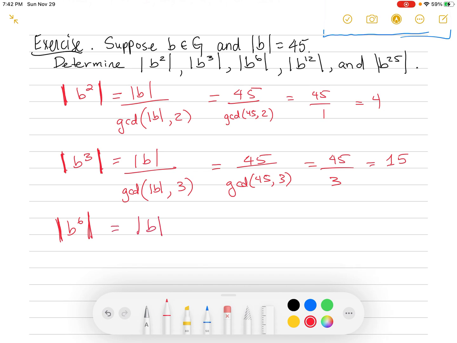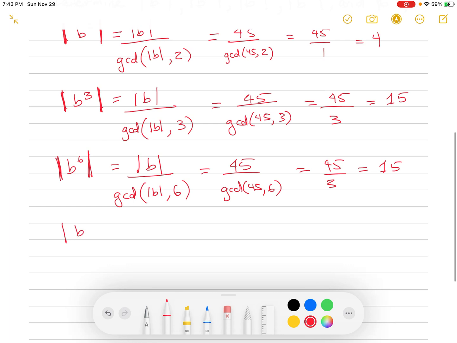Okay, how about b to the 6th? What's the order of b to the 6th? Well, it's the order of b divided by the greatest common divisor of the order of b and 6. That's 45 on top, right? That's the order of b. What's the greatest common divisor between 45 and 6? Well, again, that's going to be 3. The largest number that divides 45 and 6 is 3. So, again, 15.